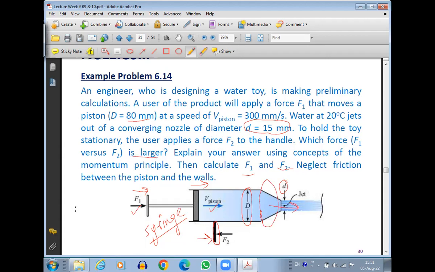First of all, we need to find out which one will be larger, and explain your answer using the concepts of the momentum principle. Then calculate F1 and F2. Neglect friction between the piston and the walls.